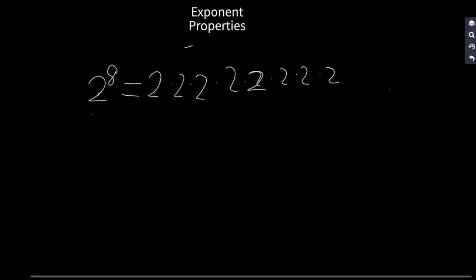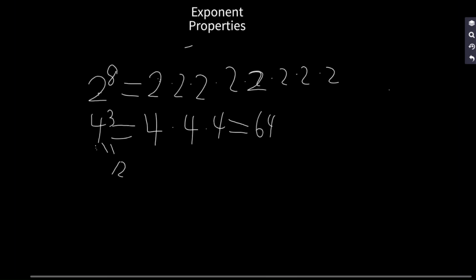Let's give another example. Let's say we have 4 to the 3rd power. Well, this means we're taking 4 and we're multiplying it together 3 times. So 4 times 4 times 4. And this is 64. Now, one common mistake people make is when they see 4 to the 3 power, they multiply these two together and they think it's equal to 12. But this is not the case. So just remember, you're repeatedly multiplying the numbers together.